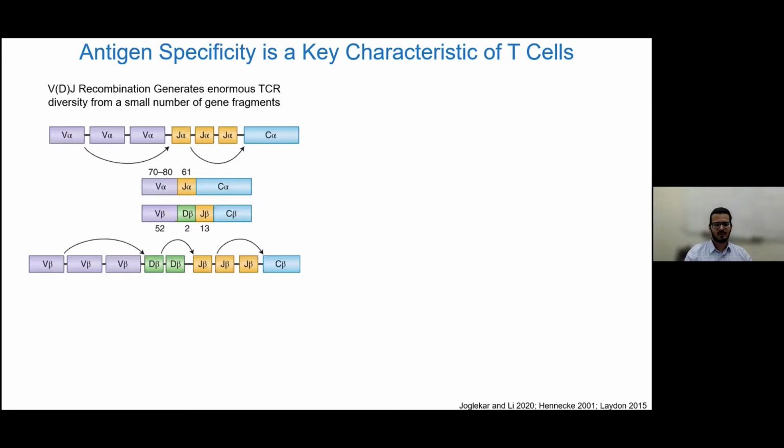And the way they do that is through a process known as VDJ recombination, in which fragments of T cell receptor genes, so for example, variable and constant fragments, are joined together through a combinatorial process that leads to an enormous diversity of T cell receptors. And it's actually estimated that our immune system can contain anywhere up to, or even somewhat beyond, 10 to the 9 unique T cell receptor clones. What does it mean when I say a unique T cell receptor clone?